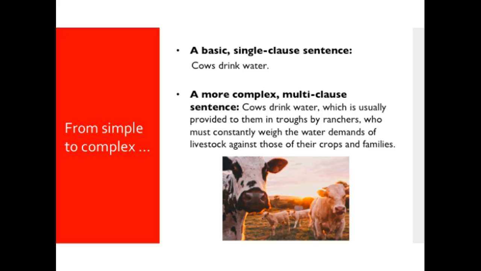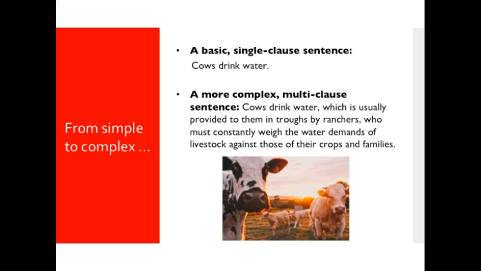You could also have a very complex sentence made up of multiple clauses. "Cows drink water, which is usually provided to them in troughs by ranchers, who must constantly weigh the water demands of livestock against those of their crops and families." We're throwing a lot of information in here. And in general, we want to try in our writing to have a combination of complex sentences and simple sentences.